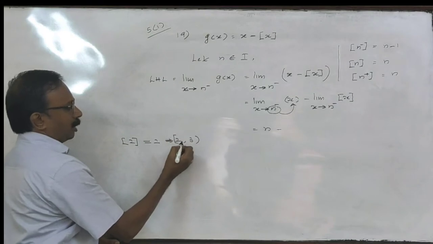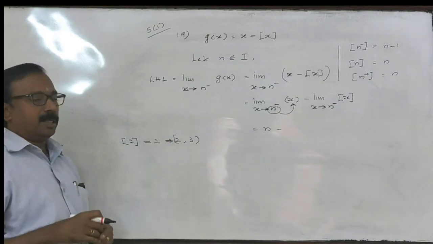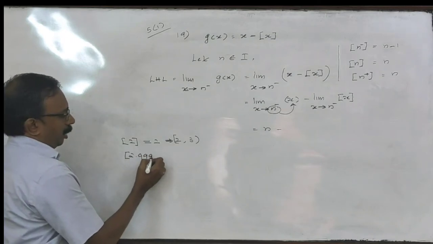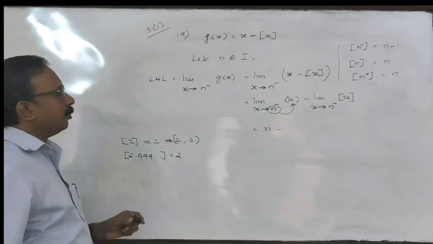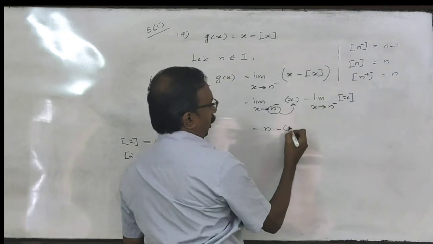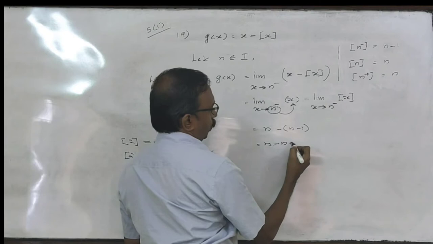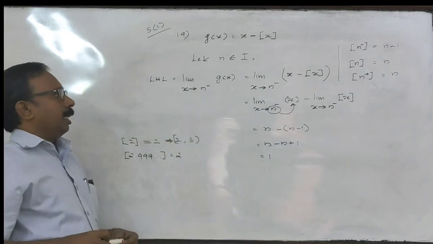For 2 to 3, 2 is closed and 3 is open. For 2.999, the greatest integer remains 2. For 2.999 and so on, the greatest integer is 2, isn't it? But here, for n minus, the greatest integer value is n minus 1. So it becomes n minus n plus 1. This is the LHL.